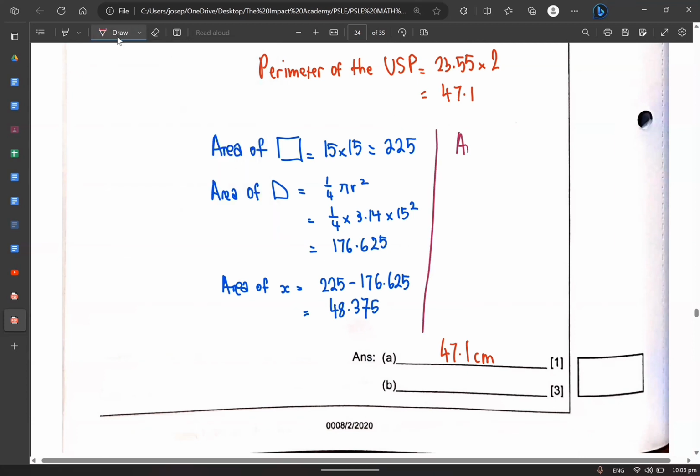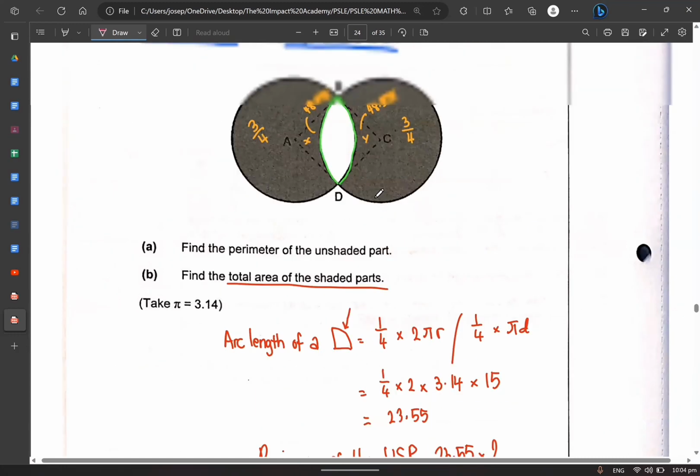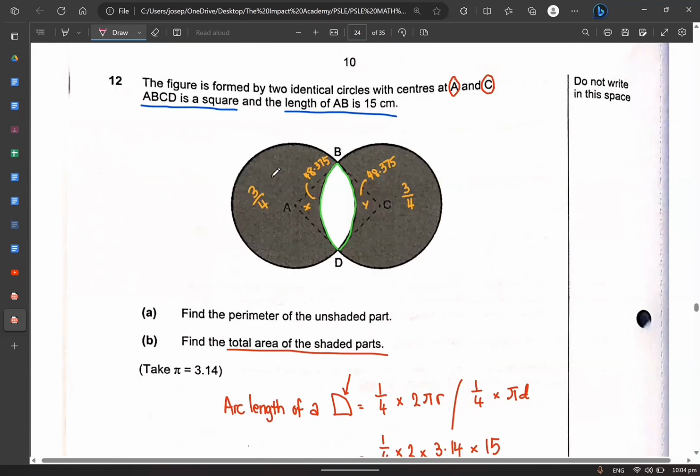All right, so area of 3 over 4 circle. How do I go about that? Same thing, apply the formula pi r squared, but don't forget to times 3 over 4. So 3.14 times 15 to the power of 2 times 3 over 4. And we'll get to an answer of 529.875. Now, what is this 529.875? This is basically the area of the three-quarter circle.